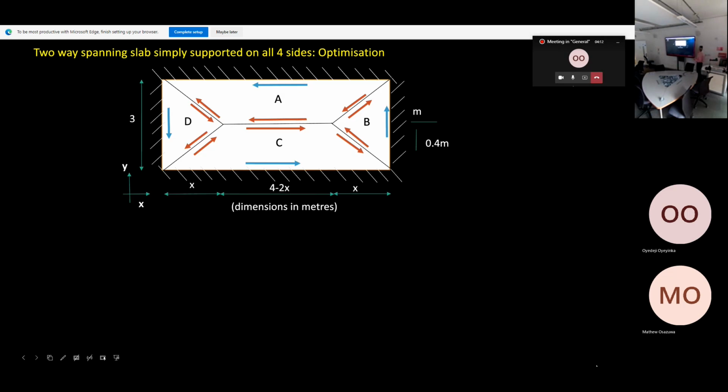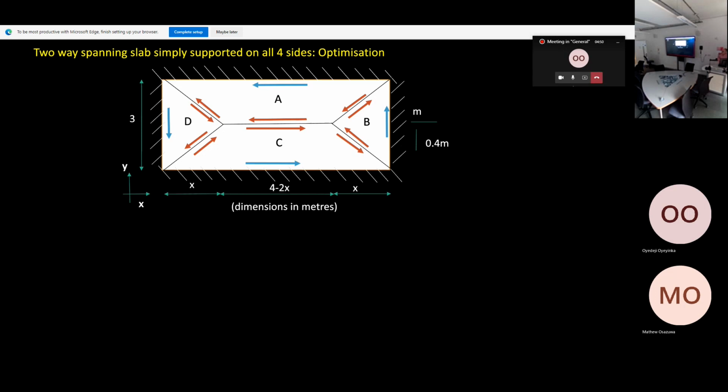So we have a slab which is 4 meters in the x direction and 3 meters in the y direction. Basically, it's exactly the same slab that we did last week. Given the moment of resistance in the x direction is m, and the moment in the y direction is 0.4 m.